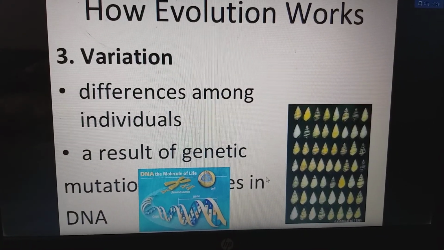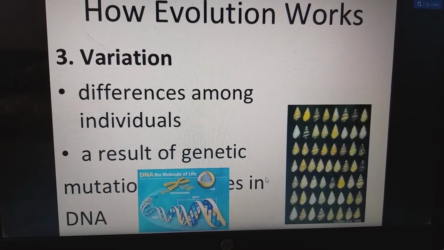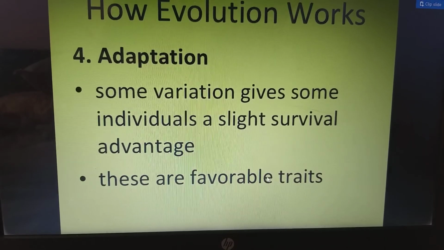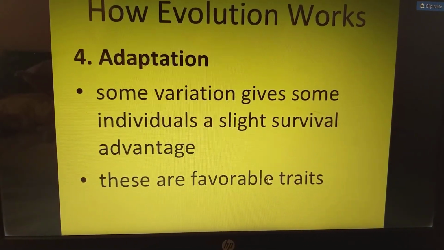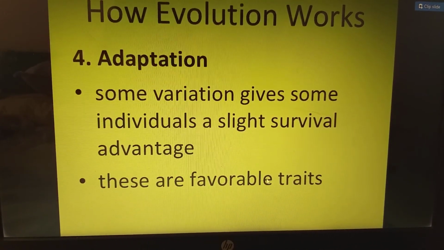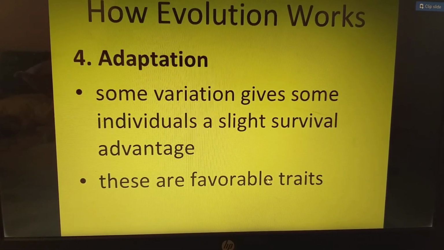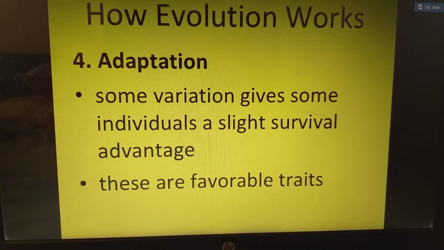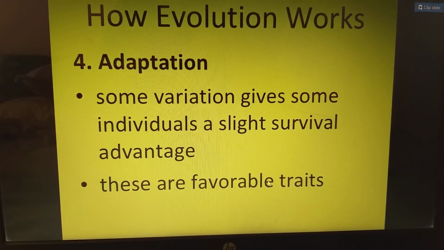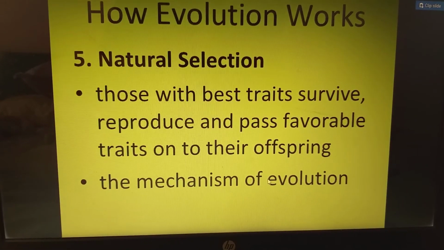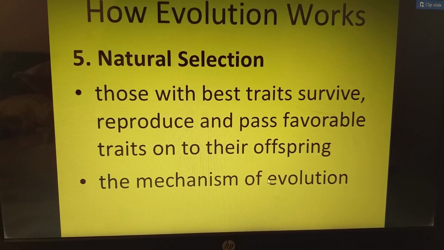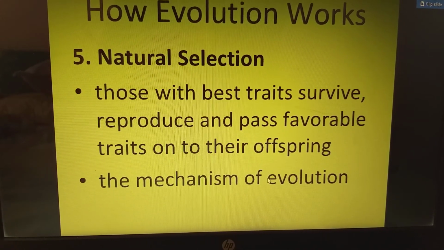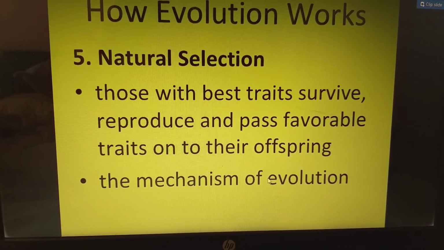Variation. Differences among individuals, a result of genetic mutation in the DNA. Next, adaptation. Some variations give some individuals a slight survival advantage. These we call favorable traits. For example, for a giraffe, the long neck is a favorable trait to eat the leaves of the trees. Natural selection. Those with the best traits survive, reproduce and pass the favorable traits on to their offspring. So this is the mechanism of evolution.